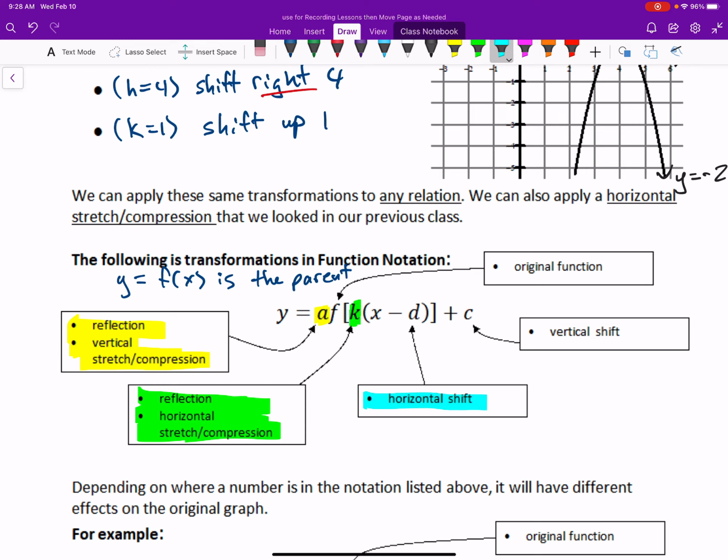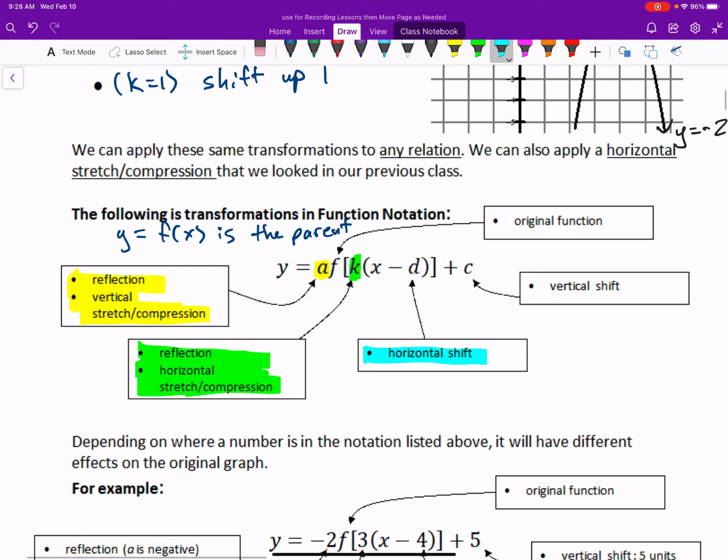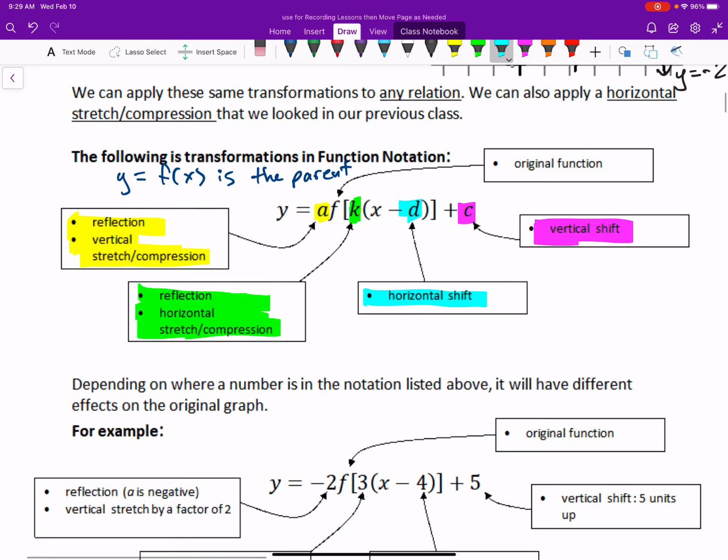D, just like K, D is what we're now calling h, from what we used to call h in vertex form. We'll still call it h in vertex form, but when we're talking about any function now, we're going to call it d. And it's the same thing. It's inside the function, as you can see. So it's inside the brackets, and it's going to be plus or minus something from the x. But it has to be inside brackets. That's your tip-off that it's a d value. Because if it's not inside brackets, then it's a c value, and that's our vertical shift. Remember, for D, just like H, we always change the sign when we pull it out of an equation.